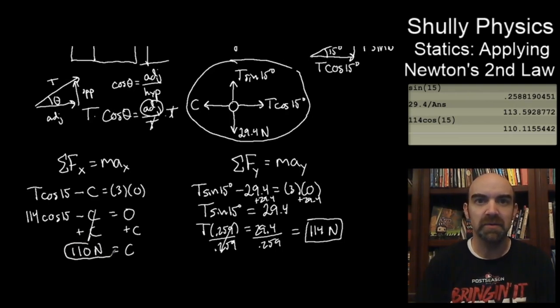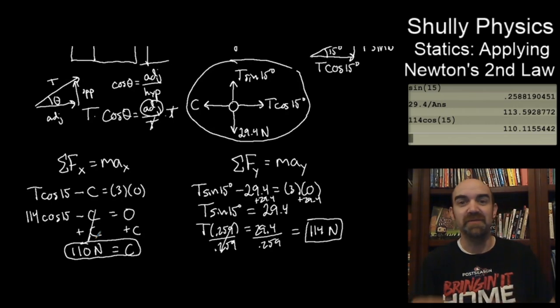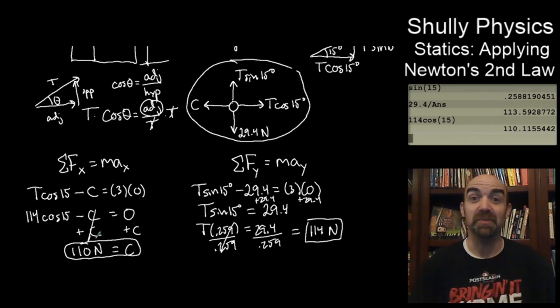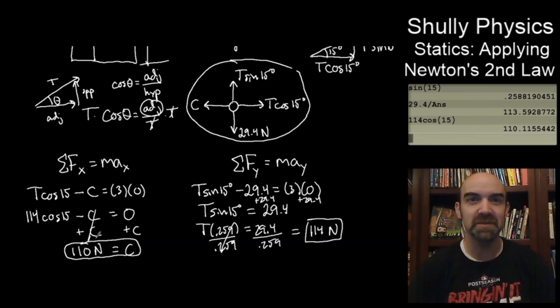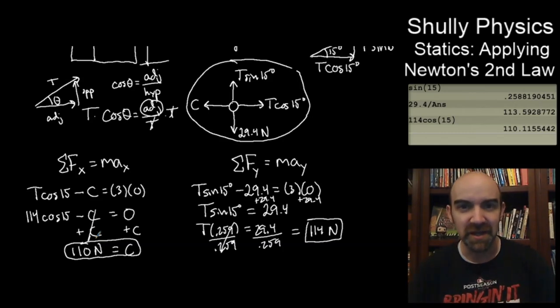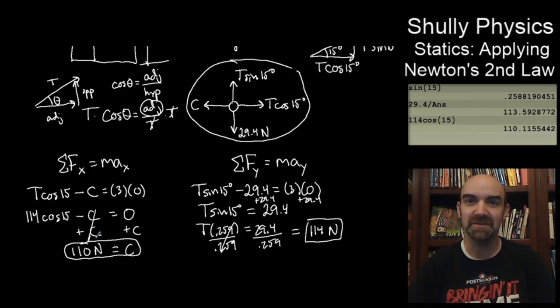And now we are done. We've found both unknowns by applying Newton's second law. Do you see how it just takes you there? You're along for the ride. If you follow this method and practice each step, that's the hardest part to figure out how to do, just practicing those steps and understanding what sums of forces mean. Once you get that, it gets you to the answer. You don't even have to think about what to do next. You just follow that process.